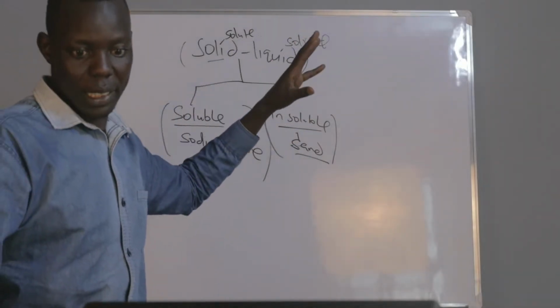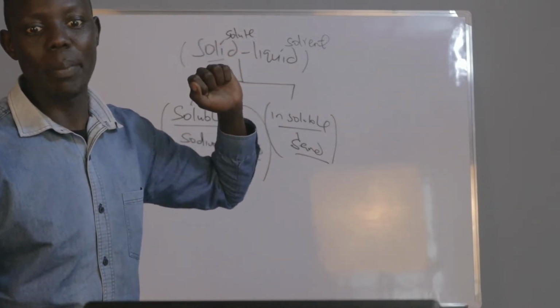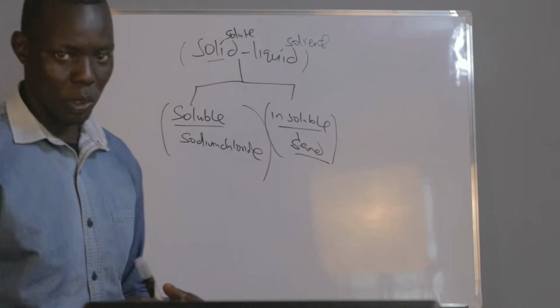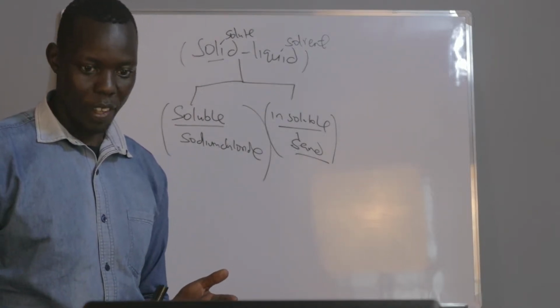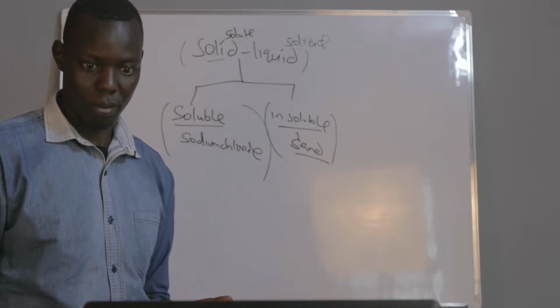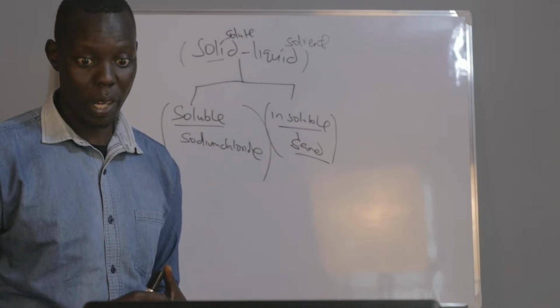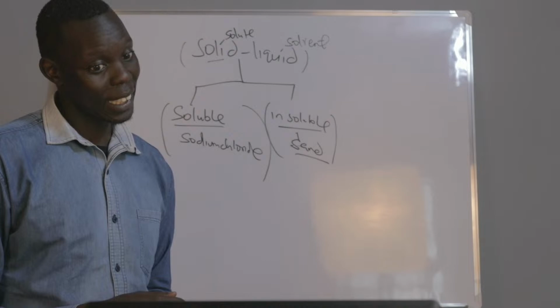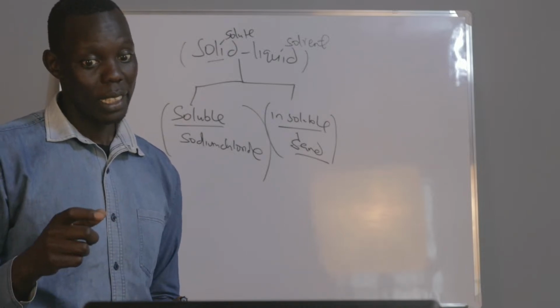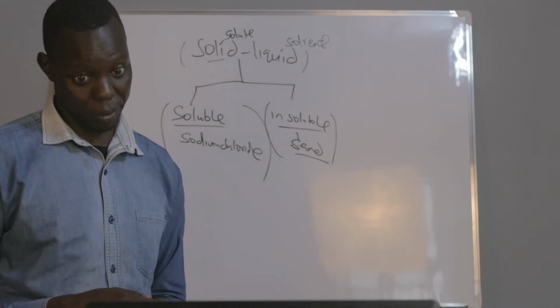If the solid is insoluble, what can we do? We simply apply some methods like decantation, filtration. Yes, those are the two that we can use. You decant or you filter. Somebody will talk of sieving. Sieving applies, yes, but sieving will still allow some small particles to pass through.